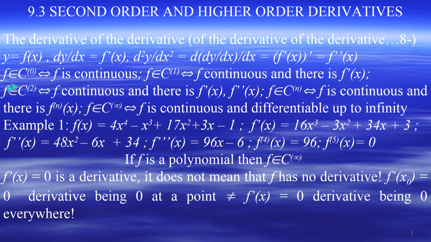When we denote f belongs to C2, or f is an element of C2, it means f is continuous and there is f prime of x and f double prime of x, meaning it has the first derivative and the second derivative. The function is twice differentiable. You can take its first derivative and you can take also its second derivative. You see, and it goes on like this.